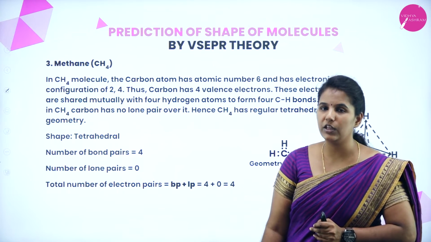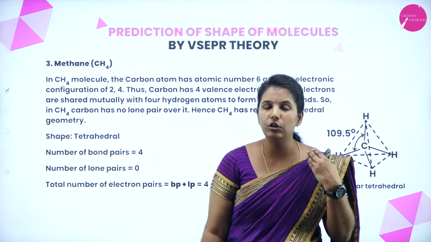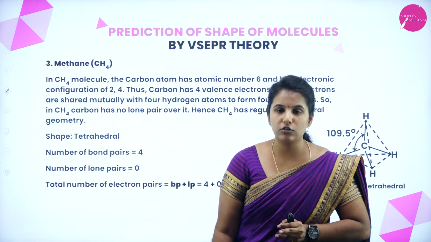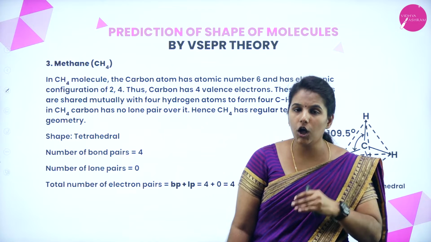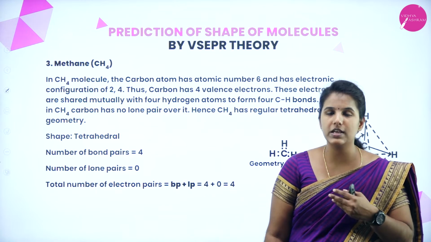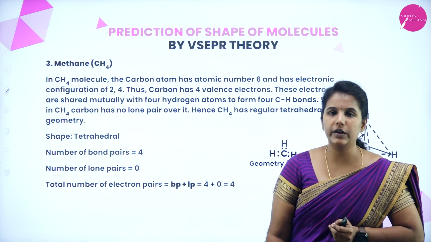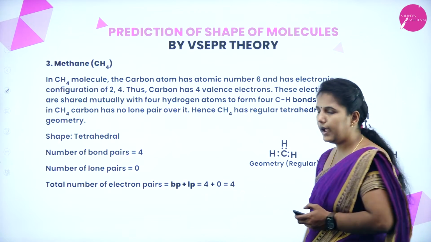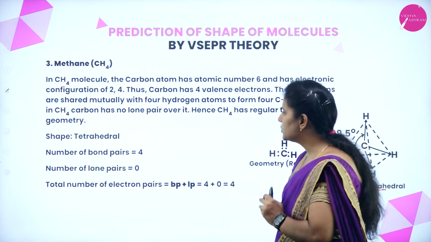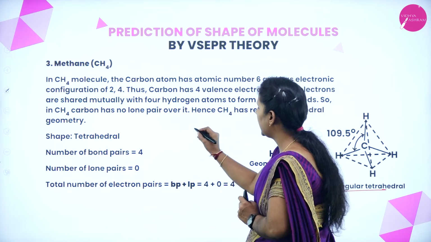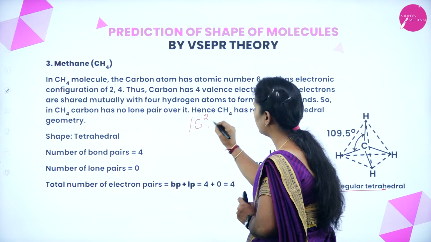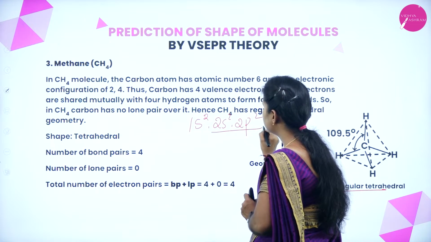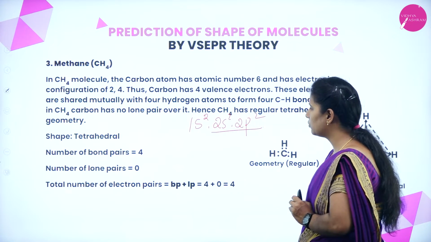Again, in methane, we know that carbon has no lone pairs of electrons and has 4 electrons in its outermost shell. All 4 electrons get paired up with 4 different hydrogen atoms and form a regular tetrahedral shape. So, in the case of carbon, how many electrons does it have? 6 electrons, is it right? So, 2s2 and 2p2. These are the 4 electrons present in its outermost shell.